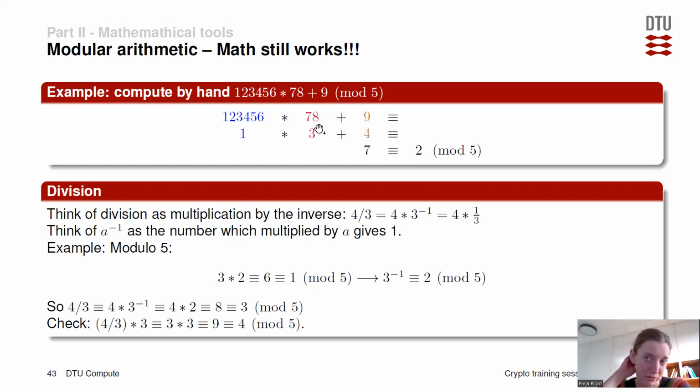Okay, so I hope this gives you some feeling for how to do calculations while working modulo some number. Okay, and then comes division.